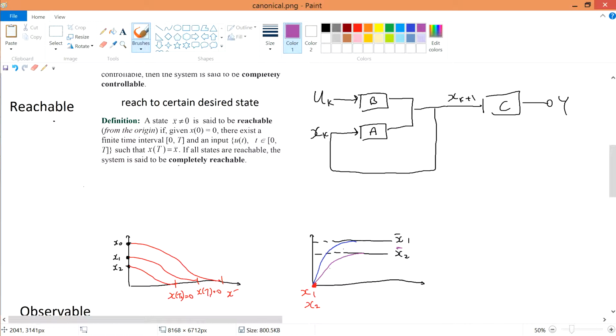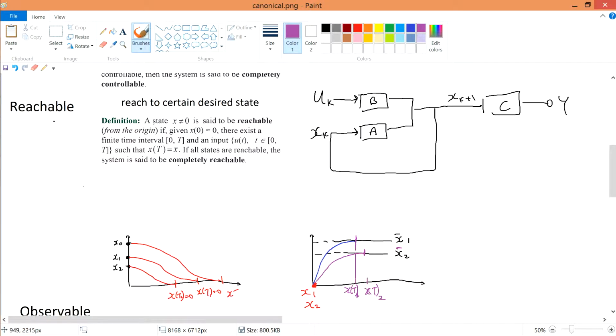And at this point of time, when it reaches this point, this one will be xt, but in a different time, this is maybe time 1, time 2.